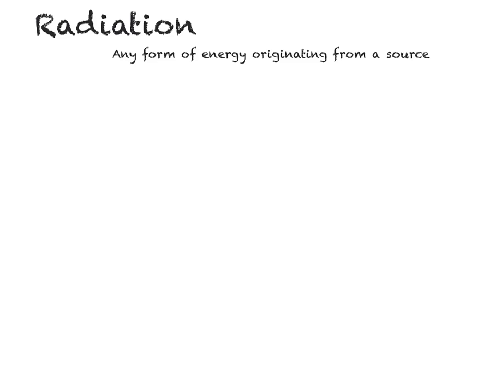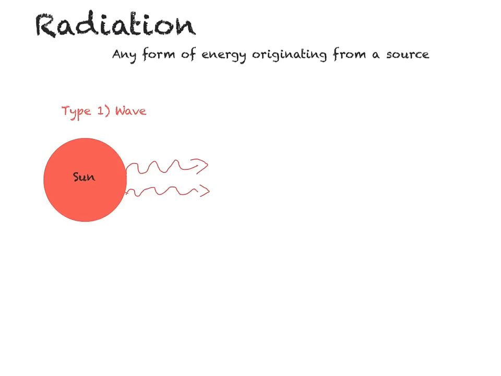So, what do we mean by radiation? Well, radiation refers to any form of energy originating from a source, and can be sorted into one of two types. The first type is in the form of a wave. For example, the radiation that is emitted by our sun. This is known as gamma radiation.